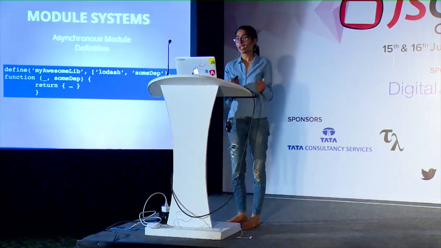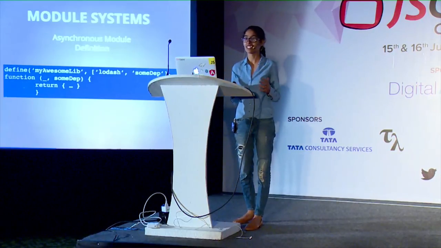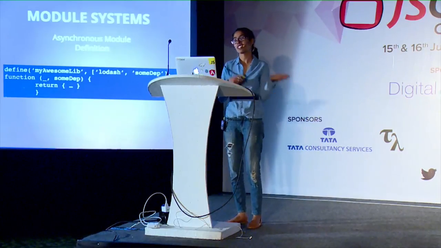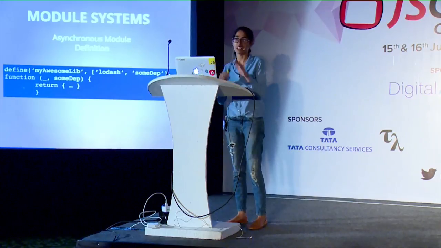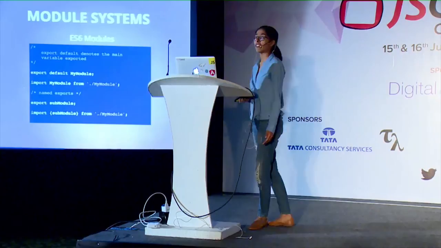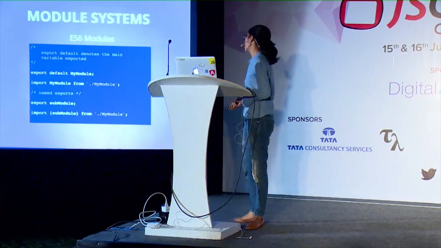With AMD, your browser doesn't understand it, so you had to use something called require.js. So there's confusion: there's require in CommonJS, there is require.js with AMD, and the module system is all messed up. Now, we have ES6 modules. We don't technically have them, but we have Babel.